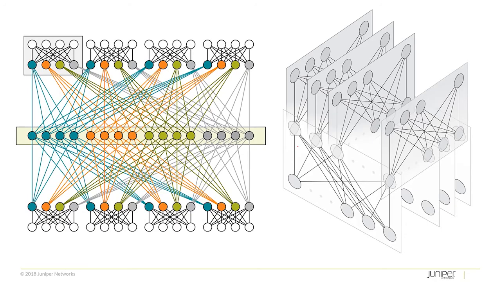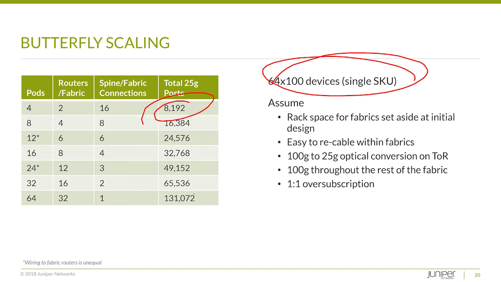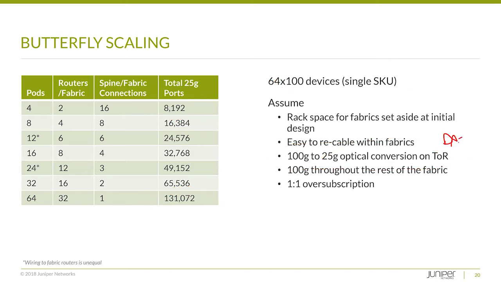Let's talk about what type of scaling you can get out of this fabric. If I'm using 64 by 100 devices, like a 5200 64-port device, what I can get to is I can get from 8,192 to 131,000 25 gig ports. Now these are 100 gig devices that I'm talking about. So what I would typically do here is I would use a 100 to 25 gig optical splitter or DAC. You could use a DAC as well here to split out my 100 gig.